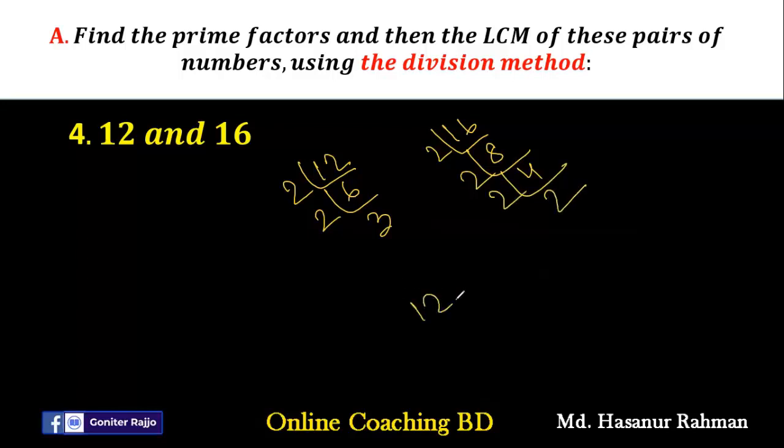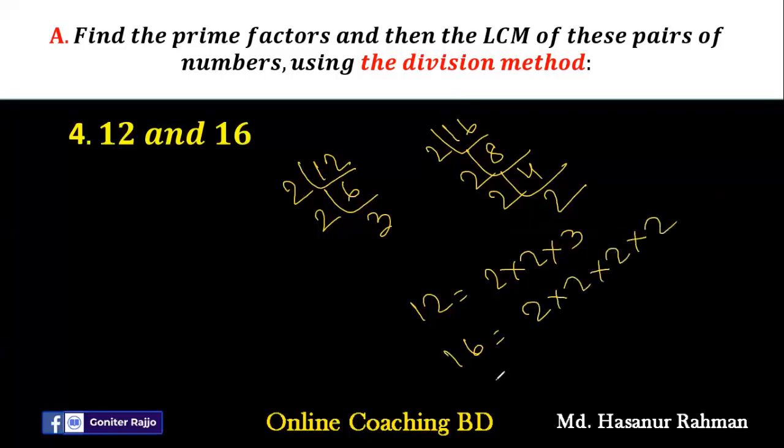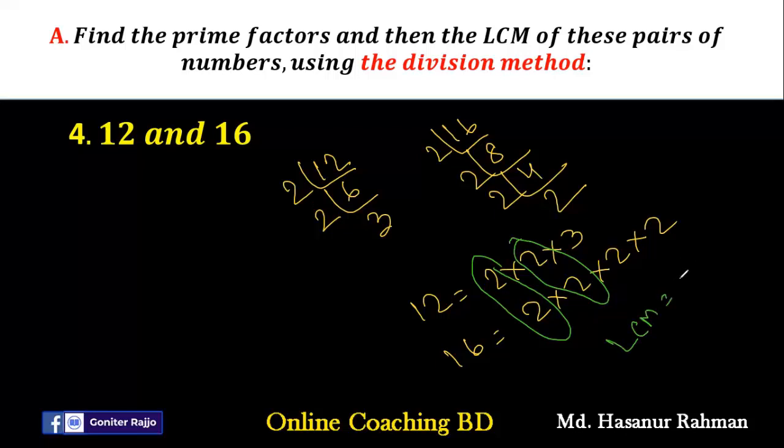So now we have to express. 12 is equal to 2 multiplied by 2 multiplied by 3. And we can express 16 in this way: 2 multiplied by 2 multiplied by 2 multiplied by 2. Now we have to find out the common factors. So this 2 is common. This 2 is common. So what will be our LCM? LCM will be, at first you have to write the common factors, then the remaining factors. So 3, 2, and 2. After multiplying all of these numbers, what will we get?